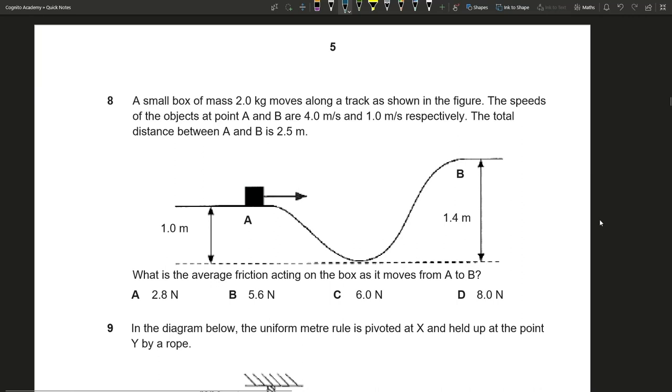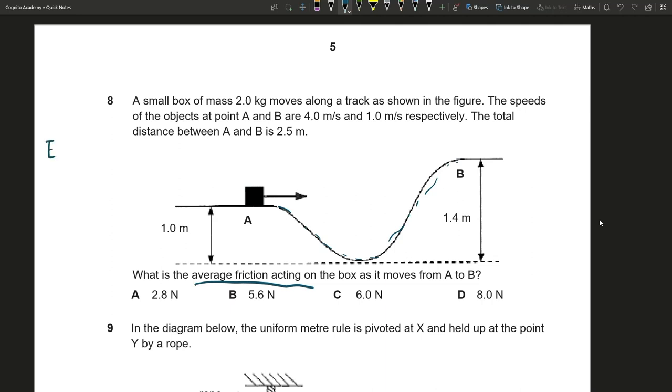Here, a small box of mass 2 kg moves along a track as shown in the figure. The speeds of the object at points A and B are 4 meters per second and 1 meter per second respectively. The total distance between A and B is 2.5 meters, so this is the total distance. And we are asked what the average friction acting on the box is as it moves from A to B. So here, what we want to do is use conservation of energy.